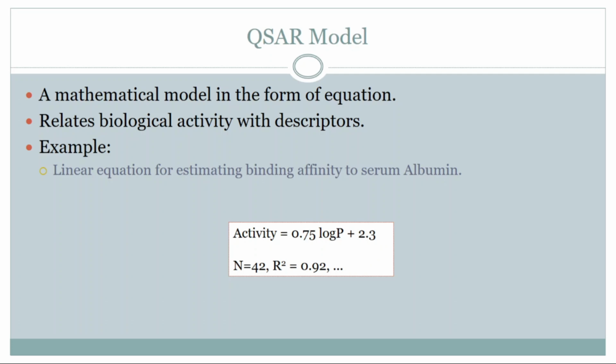Now as for this number, like the n equals 42 or the r squared, we will explain what this means in future lectures. So simply this means that there was 42 ligands that were used to derive this equation for the activity of serum albumin.